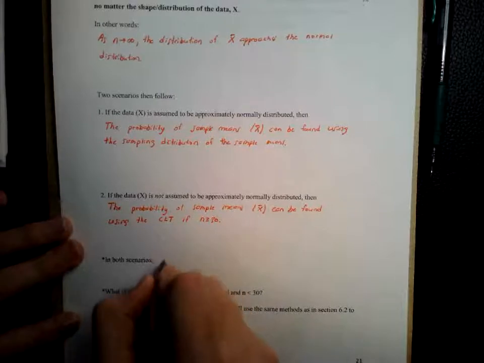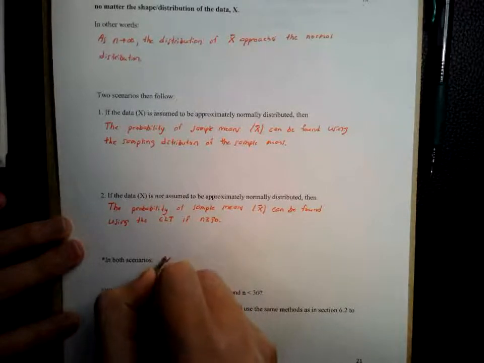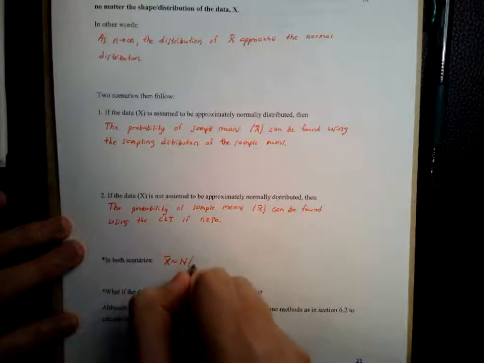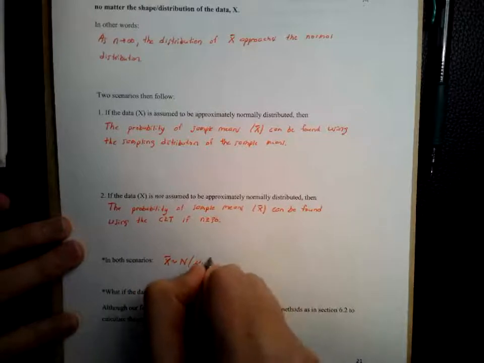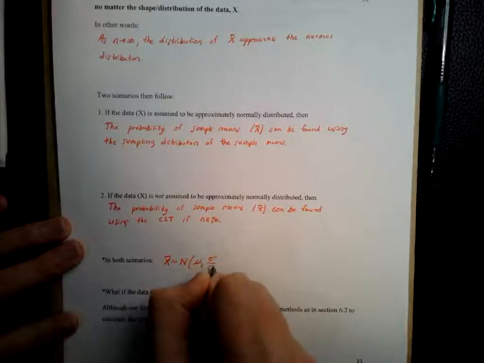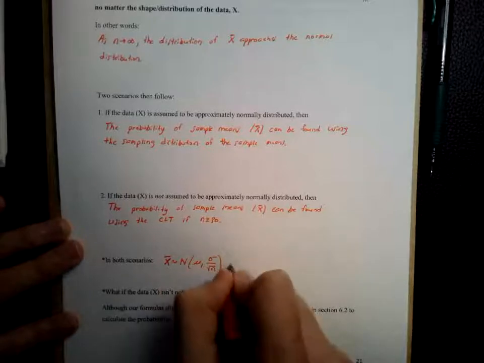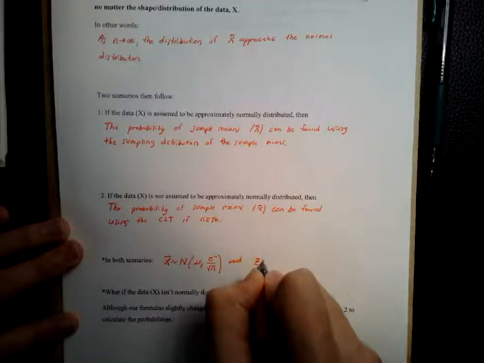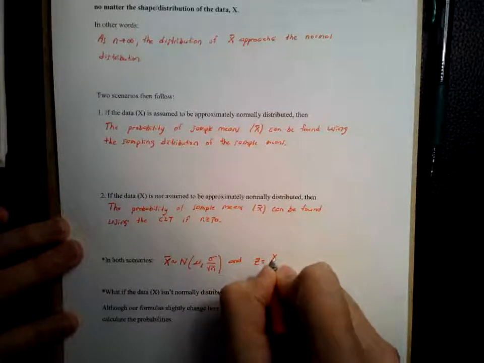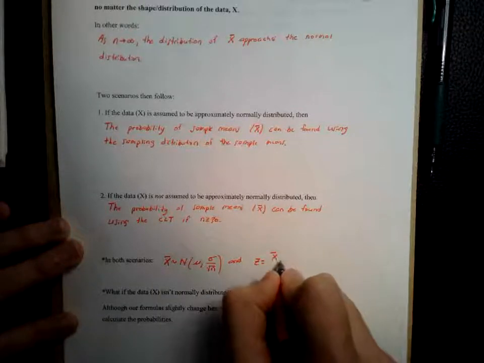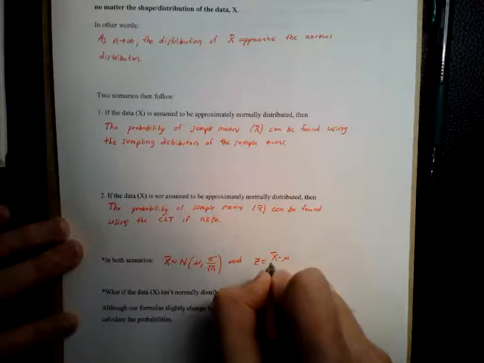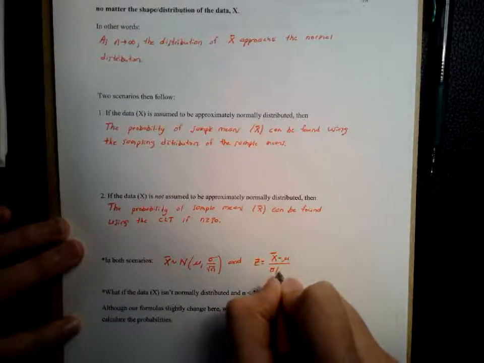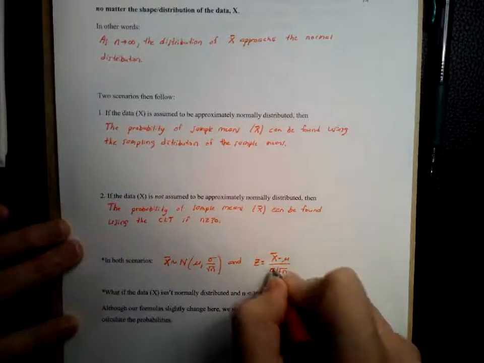In both scenarios, the distribution of the sample means is approximately normal with a mean of mu and a standard deviation of sigma over the square root of n. And we can find the z-scores by using the formula on the previous page. Z is equal to the sample mean of interest, X bar, minus the mean mu, divided by its corresponding standard deviation, sigma over the square root of n.